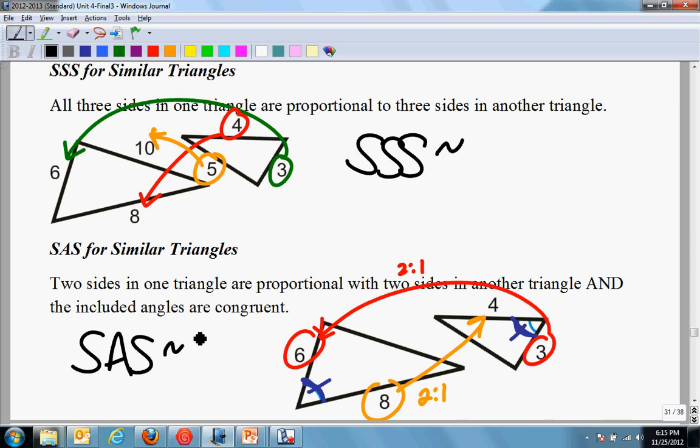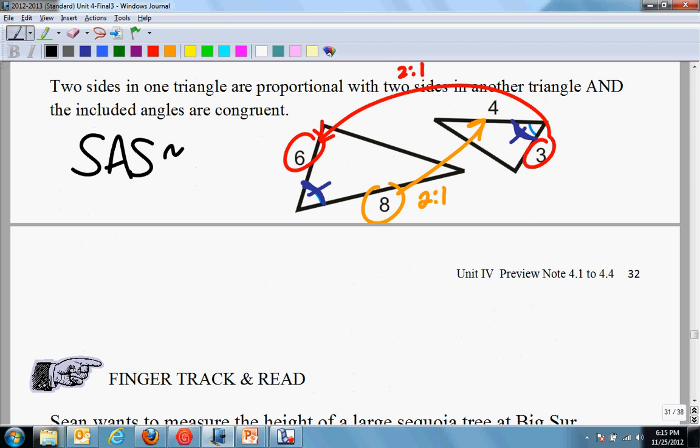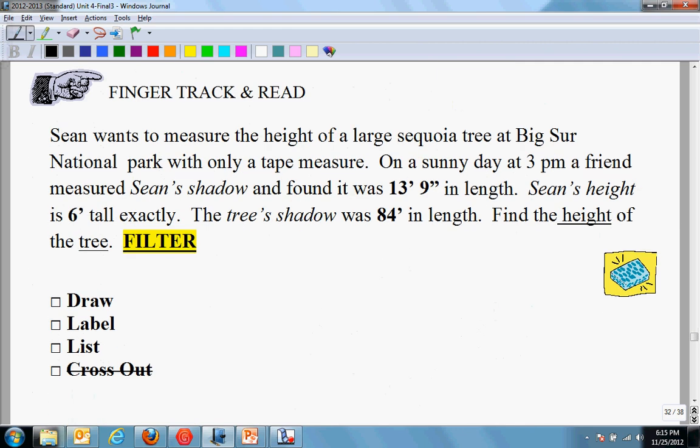Using these, we can show practical applications to the concept of similarity. Let's do one problem together. I'm going to start by finger tracking and reading.